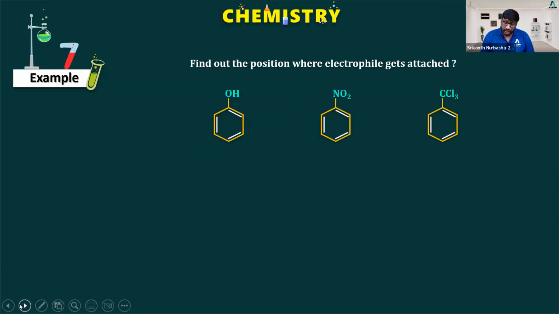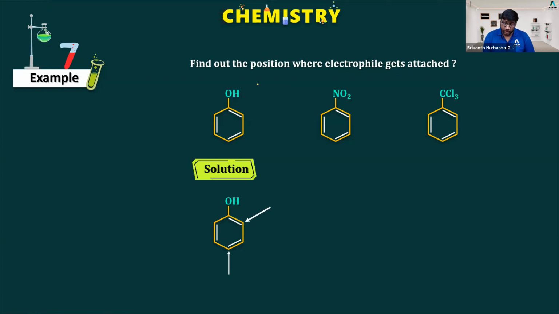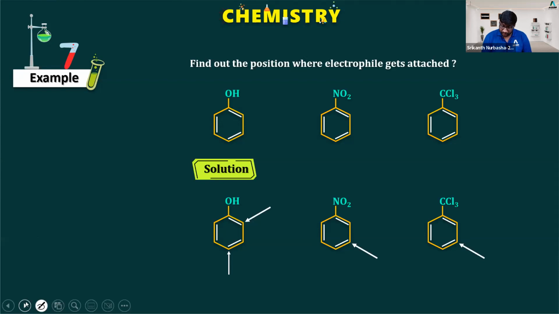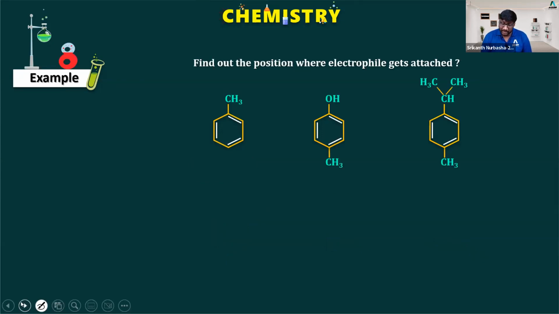Compare here, find out the position where the electrophile gets attached. OH, NO2, CCl3. If you consider OH, the electrophile can attack at ortho and para positions, because OH is an electron donating group, whereas NO2 is an electron withdrawing group. Electron withdrawing group means the electrophile gets attached at the meta position. CCl3, what type of group? Electron donating or electron withdrawing? CCl3 is also an electron withdrawing group. So again, it is a meta directing group. So at the meta position, you will get the electrophile attached. Right?